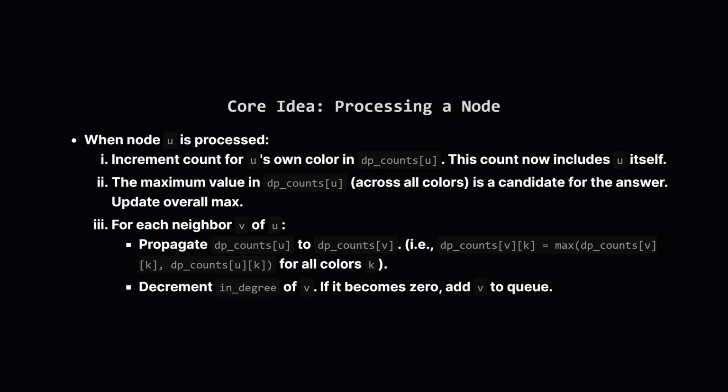Then, for every neighbor of U, let's call it V, we need to pass on the knowledge from U for every color. V will update its entry in the DP counts table. It will take the maximum between what it already had for that color and what U had for that color. This way, V learns about the best color counts from paths that came through U. Finally, we decrease the in degree of V. If V's in degree drops to 0, it means all nodes that point to V have been processed, so V is ready to be processed itself. We add it to the queue.